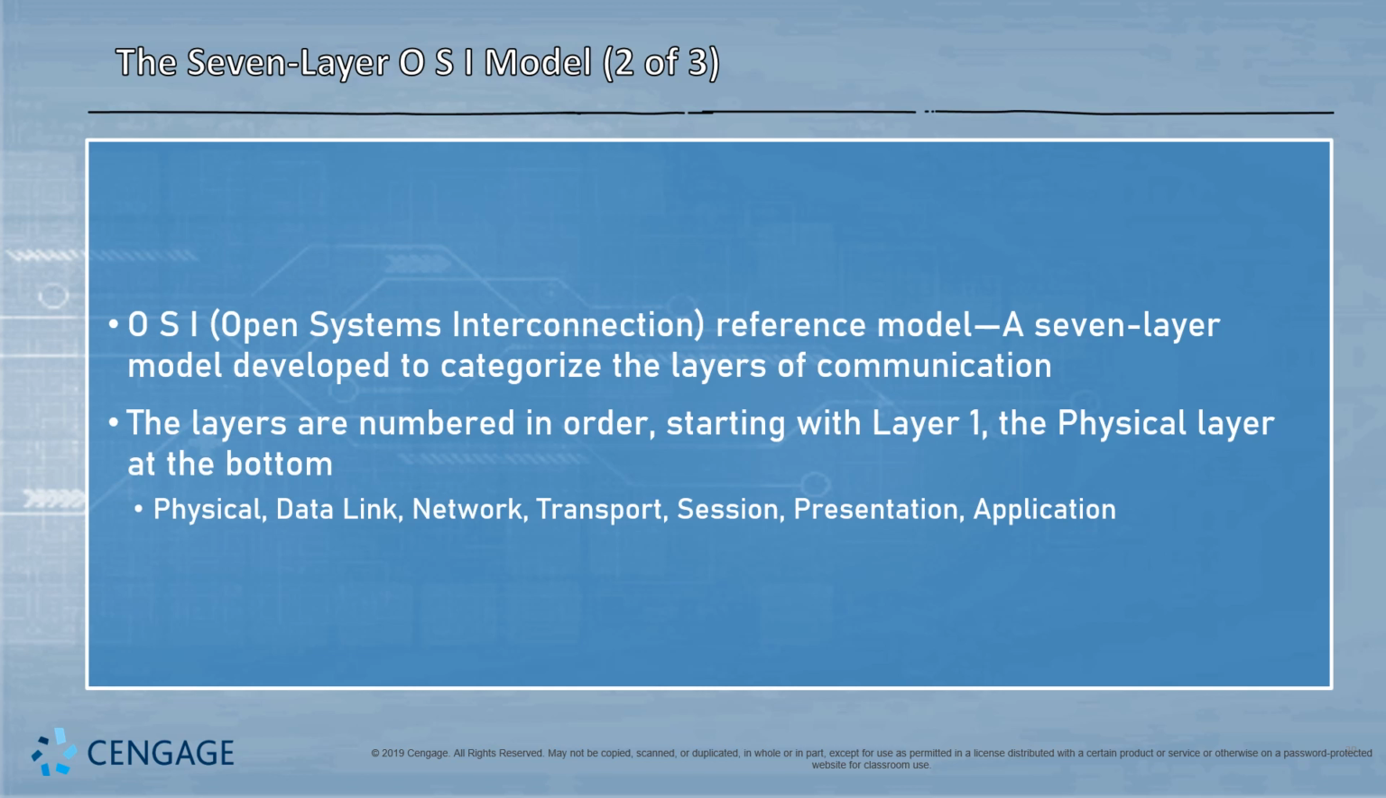So in order to standardize these transmissions, we decided to start using an open standard reference model called the Open Systems Interconnection model. It's 7 layers deep and categorizes the layers of communication from the physical layer to what's called the data link layer, which is a transitory layer between 1 and 3, the network layer, transport layer, session, presentation, and application.